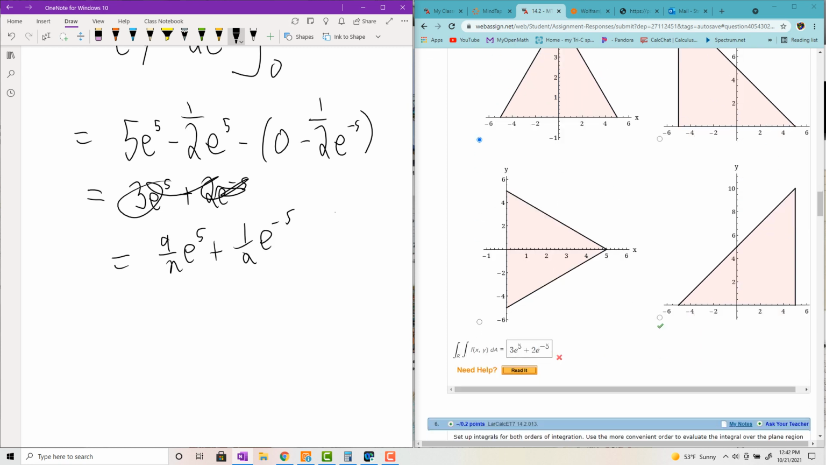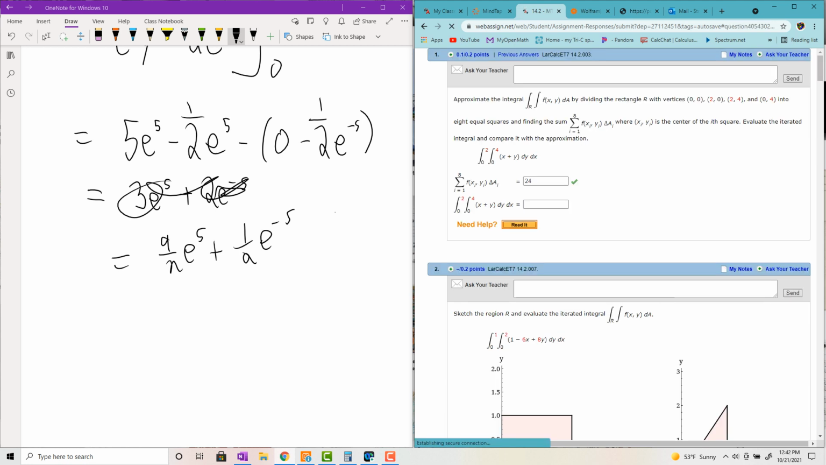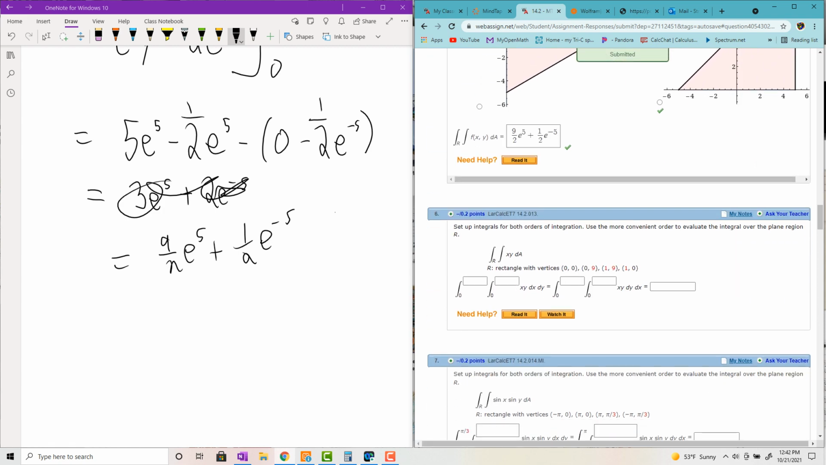So try 2. 9 halves e to the 5 plus 1/2 e to the negative 5. So mission. Like, I know that's right. Okay, whatever. Right.